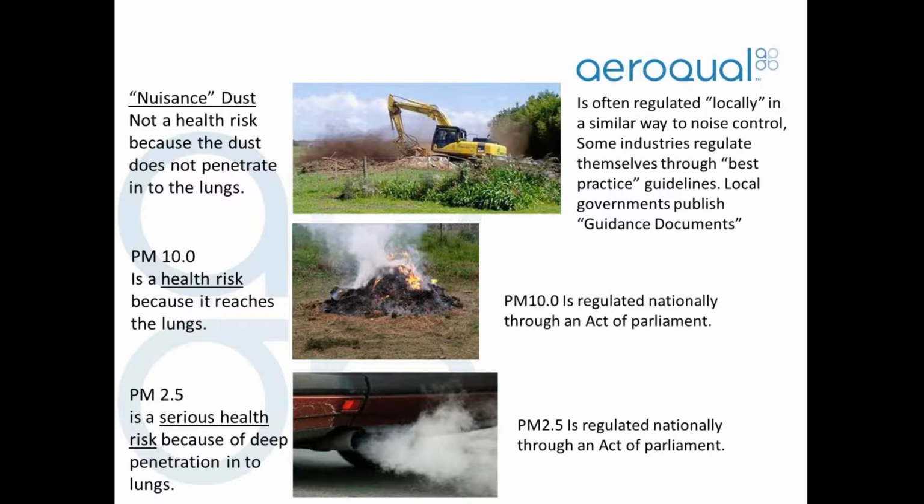Therefore, dust as a pollutant tends not to be regulated by national standards because it isn't really considered to be a health risk. PM10, on the other hand, particle matter of 10 microns, is a health risk because particle matter of this size can penetrate the lungs. And even worse, particle matter of the smaller size fraction is an even more serious risk because of the depth of penetration into the lungs.